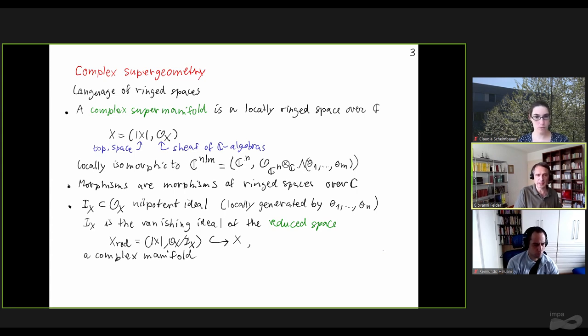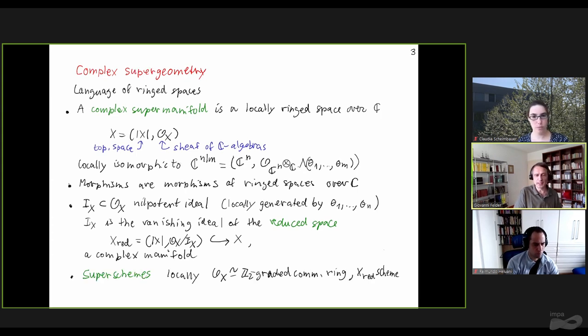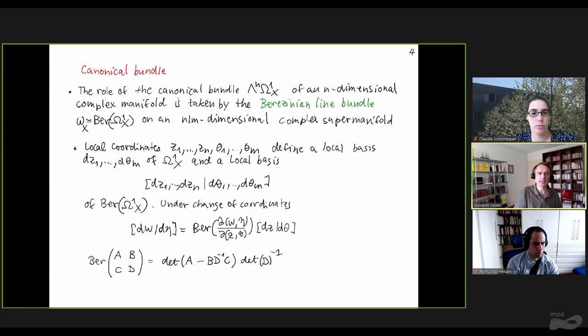There is also a version in algebraic geometry that we use sometimes, which is the superscheme. So again, you have a locally ringed space, but now O_X is modeled on some Z2-graded commutative ring, and the reduced space is a scheme. Okay, but I'll try to use the language of complex geometry.